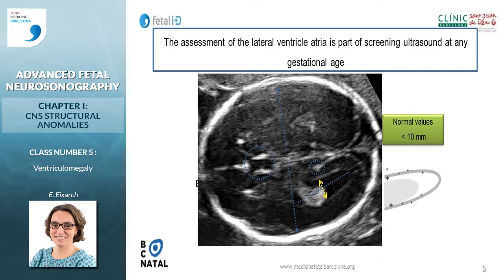The normal values are below 10 mm throughout the gestation, and any value above 10 mm will be defined as ventriculomegaly. As you can see in this slide, the proximal ventricle is difficult to assess, but at least we should try to identify it and see if it is symmetric with the other lateral ventricle, because we could have a pathology of the proximal hemisphere, and if not evaluated, it could go unnoticed.